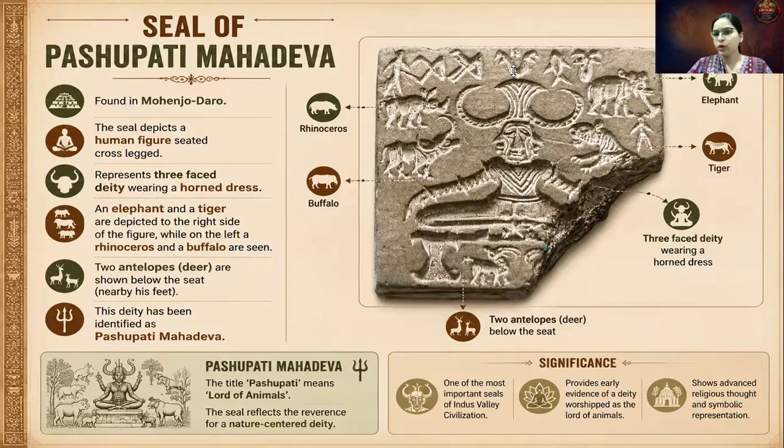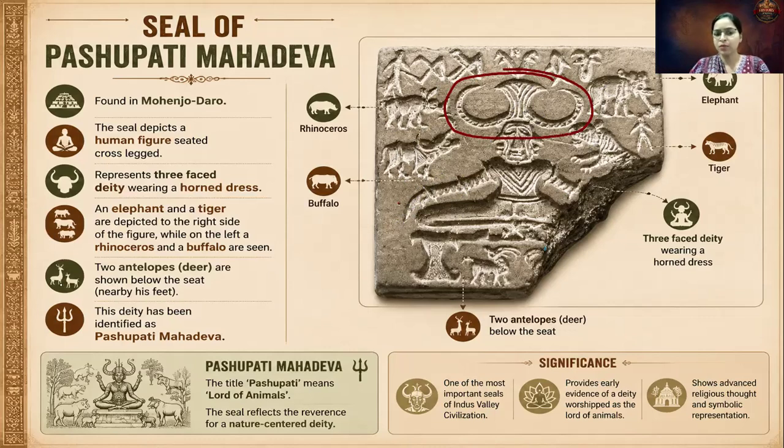Now if you look at this seal clearly, I'll just minimize my image. If you look at this seal, you can see there's a human figure in a seated posture. Can you see over here? It's a seated posture, probably Padmasana, a yogic posture. There is a headdress, something he's wearing, a horned headdress, and many animals are surrounding him.